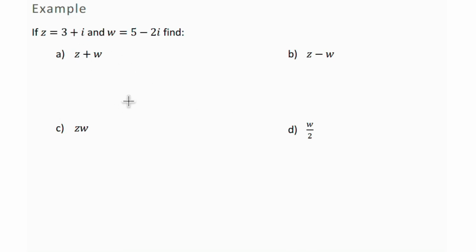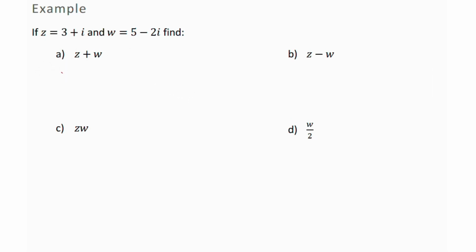If z is equal to 3 plus i and w is equal to 5 minus 2i, so we have two complex numbers, we're going to find some additions, subtractions, multiplications, and a division of these. Now this works using the rules of algebra.